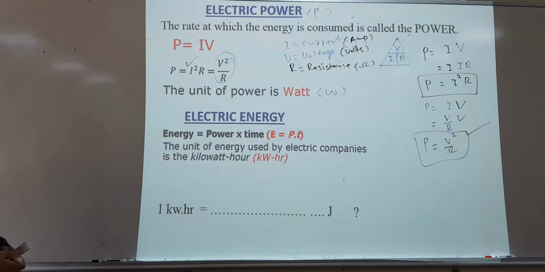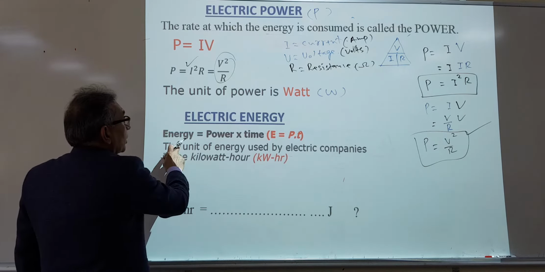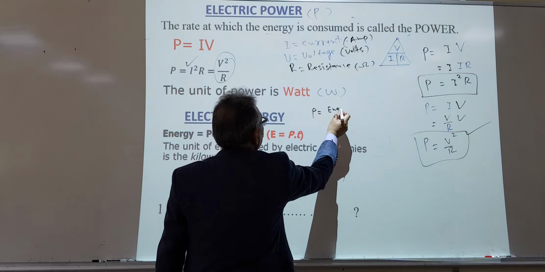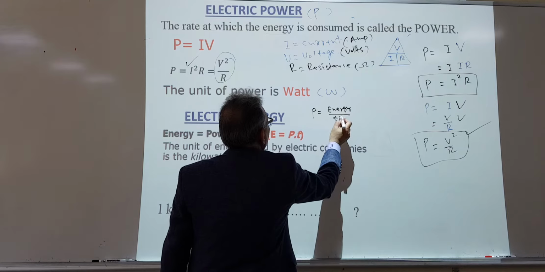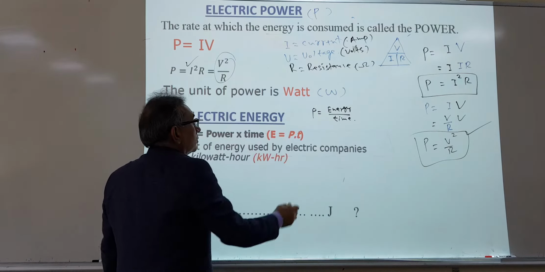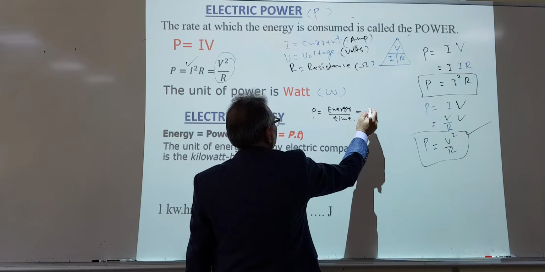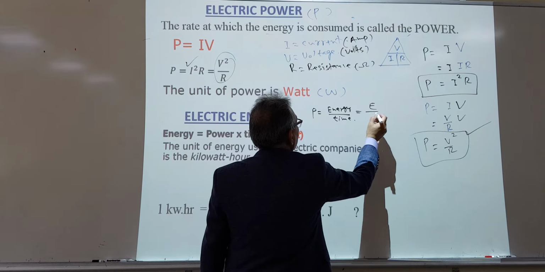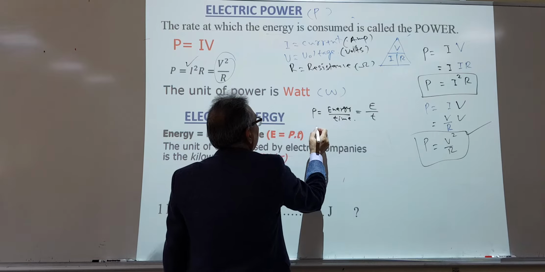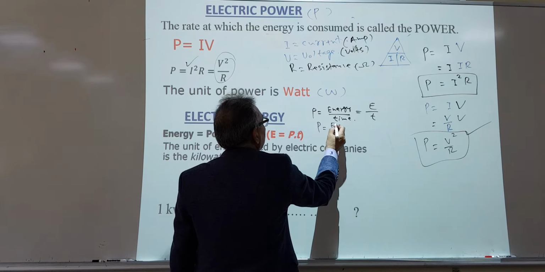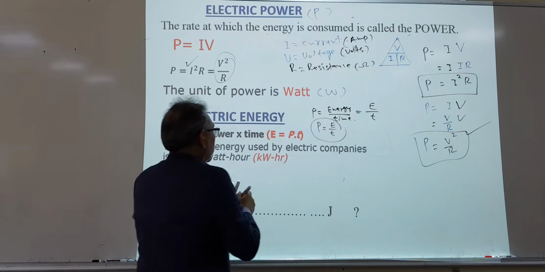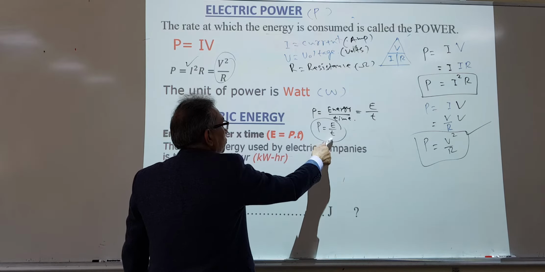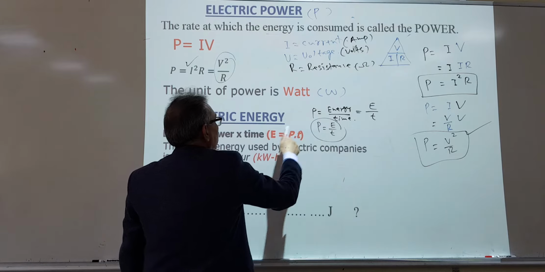Right? So, as I told you, power is equal to energy over time. So energy is equal to this and time this. So power is equal to energy over time. If I need energy, I will take T to the other side. So P multiplied by T is equal to energy.